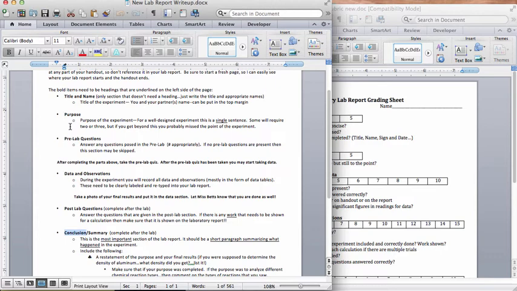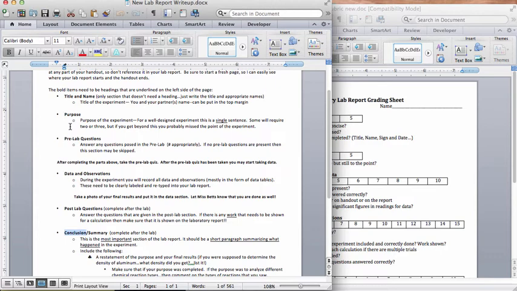You then have to have your purpose. For a well-designed experiment, this is a single sentence. Some require two or three, but if you go beyond this, you probably missed the point of the experiment. Normally, I put the purpose right on the lab report, and you don't have to worry even about what it looks like, or what it is, or how to rewrite it.